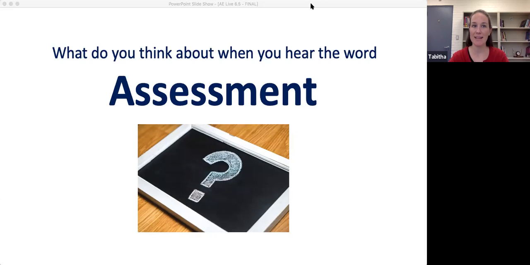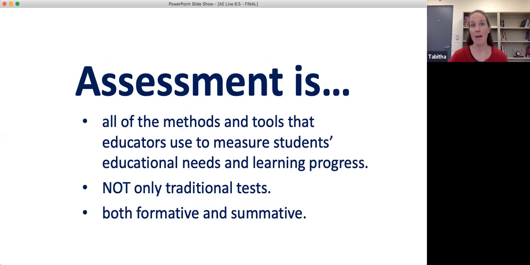It sounds like everybody has some familiarity with this concept, and it sounds like you have already a broad familiarity, not only thinking of assessments as tests. So that's great to hear. So let me just share my definition of assessment. I consider assessment to be all of the methods and tools that educators use to measure students' educational needs and learning progress. That's intentionally a very broad definition, and that's because assessment takes many forms. For a lot of people, when they hear assessment, they think test. But assessment, as you just shared, is about a whole lot more than just traditional tests. It's everything that teachers use to get information about students' needs and student learning.